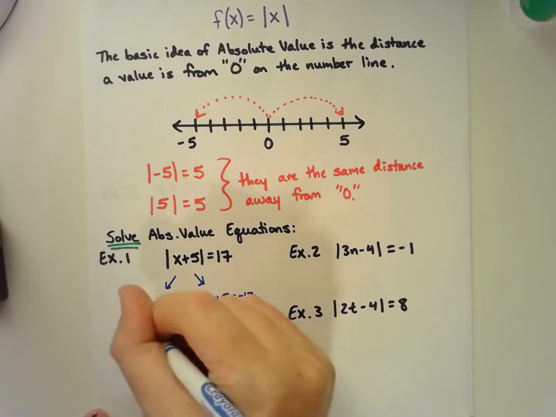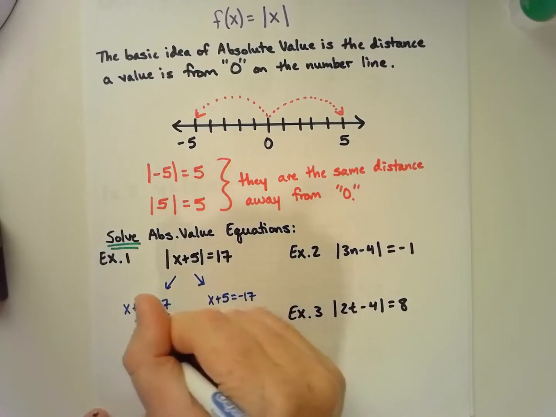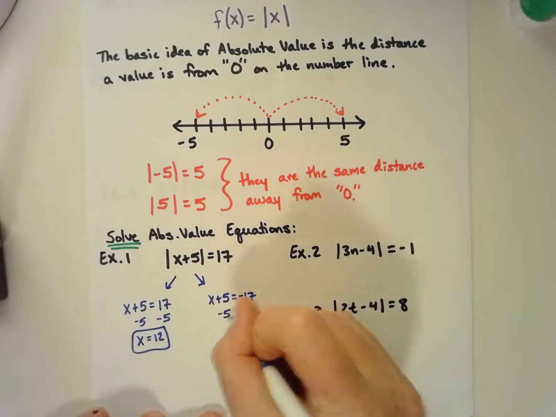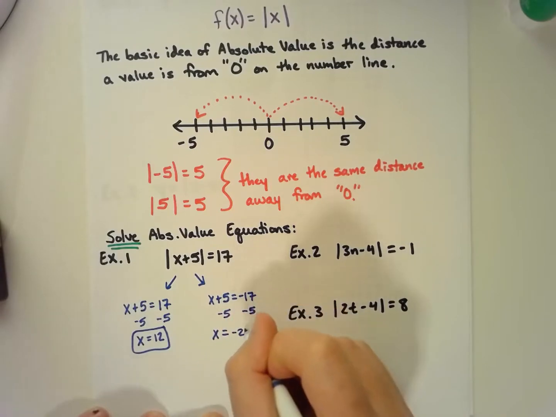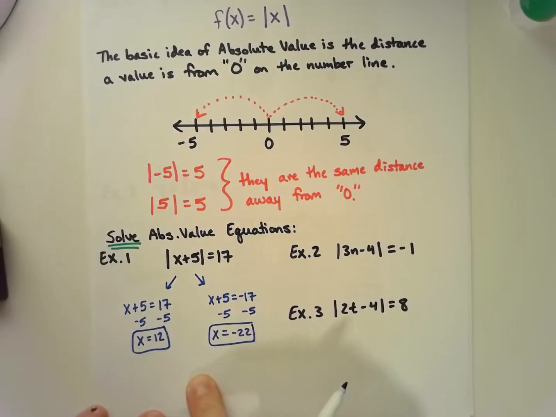And then we just solve each one of these equations separately. So then if we subtract 5, x would equal 12 as one possibility. And if we subtract 5 on the right, x would equal negative 22 is our other possibility. So we have two solutions to this equation.